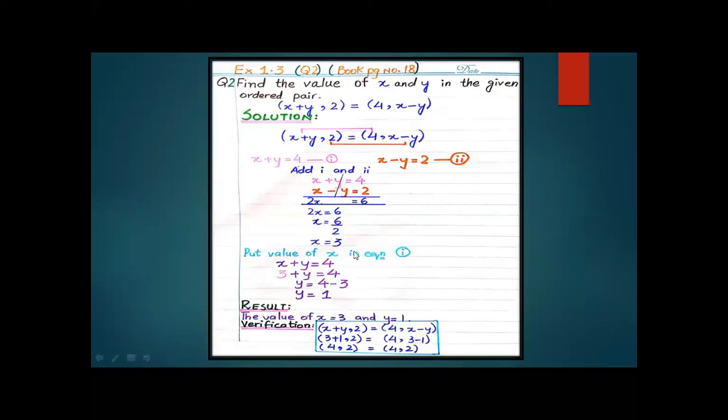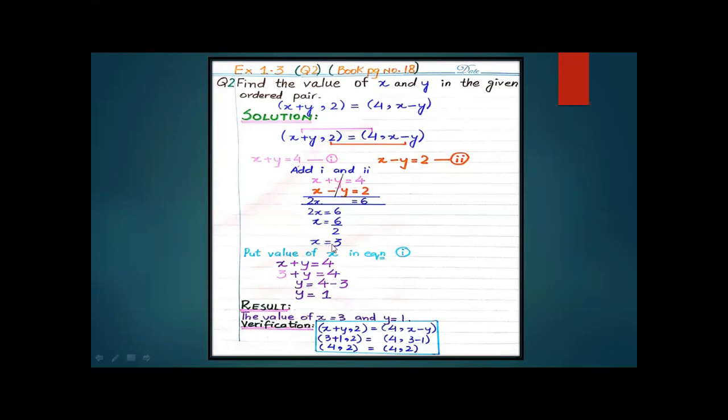Now put the value of x in equation number 1, or you may put the value of x in equation number 2. It's totally your choice. You'll get the same answer. Here I am putting the value of x in equation number 1. Equation number 1 is x plus y is 4. Instead of x, put the value of x, that is 3, plus y is equal to 4. Now this plus 3 will change its side and become minus 3. So now this is 4 minus 3, which is 1.